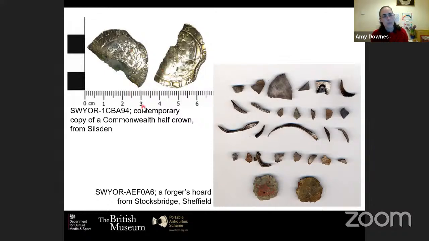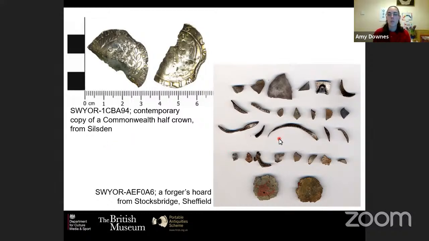Now, Commonwealth half crowns are not common. There's 1,000+ Commonwealth coins on the database, but only 18 of them are half crowns. And of those 18, 6 are copies. We know that coins were being forged in 17th century South Yorkshire. There are hoards of coin clippings, like this one.